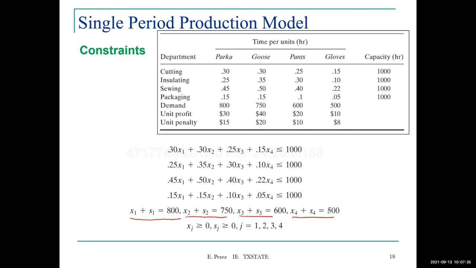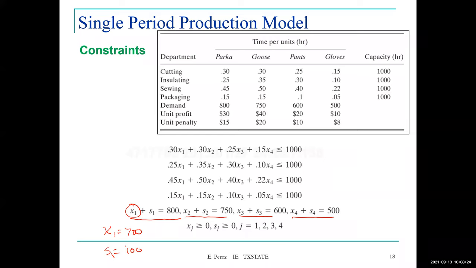So for this constraint, X1 plus S1, what it's trying to represent is, okay, if we are not able to reach that amount, let's say for the parka jackets, we end up only producing 700. Then, because of the limitations that we have, there's going to be 100 units of shortage. And then we're going to apply a penalty to that, okay? We're not going to solve it now. We're going to solve it in one of the lectures that is coming.